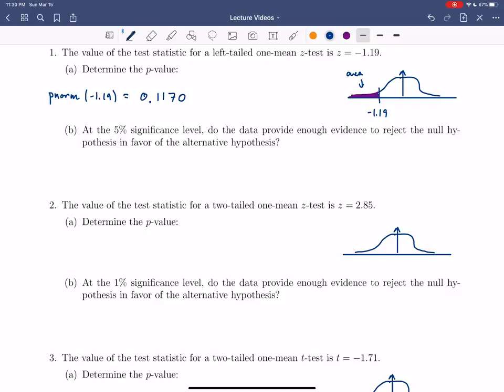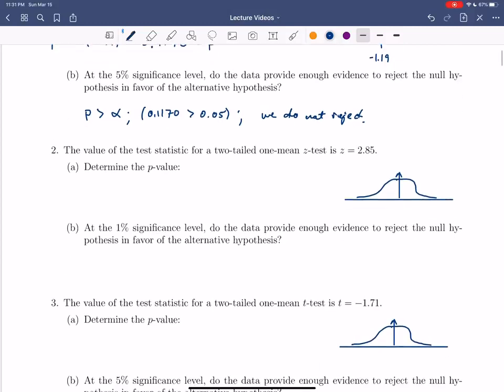And so the second half says, at the 5% significance level, do the data provide sufficient evidence to reject the null hypothesis or not? Since p is bigger than alpha, 0.117 is bigger than our alpha, which is 0.05, that means that we do not reject. We fail to reject the null hypothesis. That's how that works. If p is bigger than alpha, we do not reject. If p is less than or equal to alpha, we do reject.